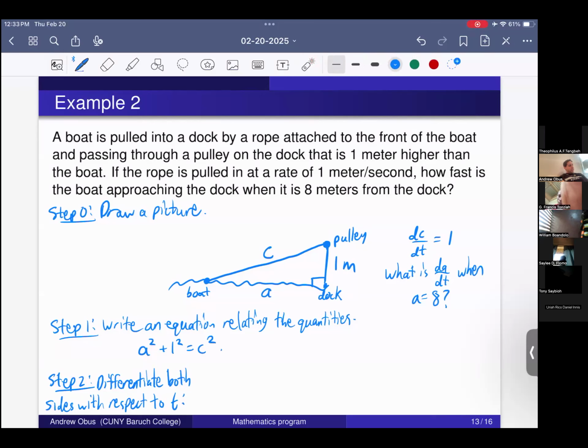So what we get here is for a squared, we get 2a times dA dt, then plus 1 squared, that's just a constant, so the derivative is just 0. And that's going to be equal to 2c dc dt. So this is what you get when you differentiate both sides with respect to t. You differentiate both sides normally, but every time you take a derivative of a variable, you've got to throw in dA dt or dc dt in that case. So I should really say step 3 is to punch in values.